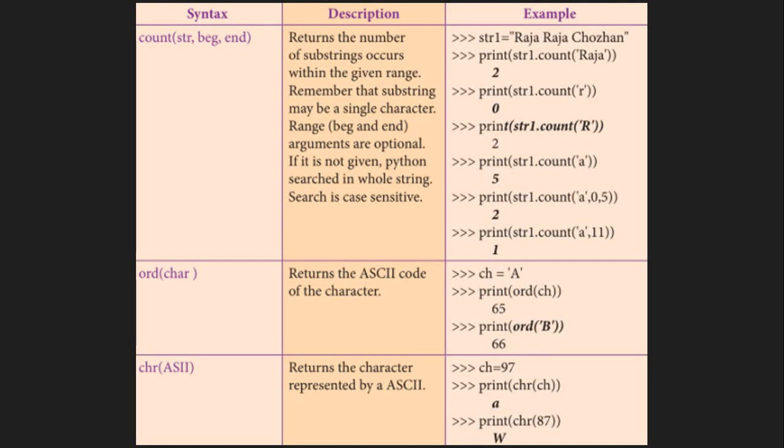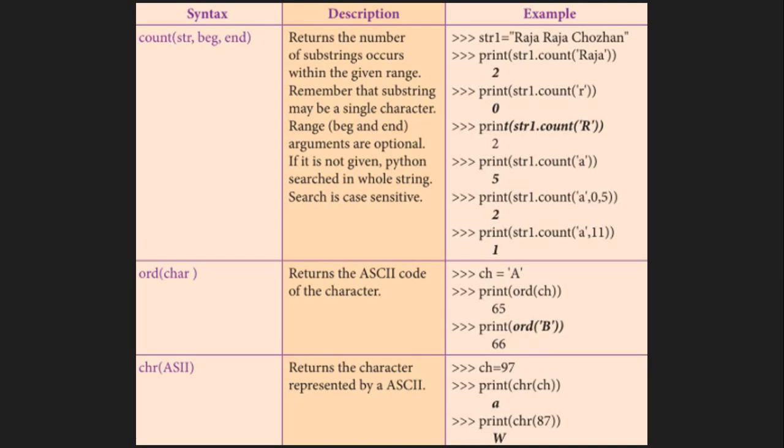It is the third example. It is going to count how many capital letter R is there. Only 2 times capital R appears, so it prints the value as 2. The next example, how many times the letter A appears there in the string? 5 times it appears, so it prints the value 5. The next example is A, comma 0, comma 5. Starting from the 0th index until the 5th index, how many times the small letter A appears? 2 times. So it is printing out 2.